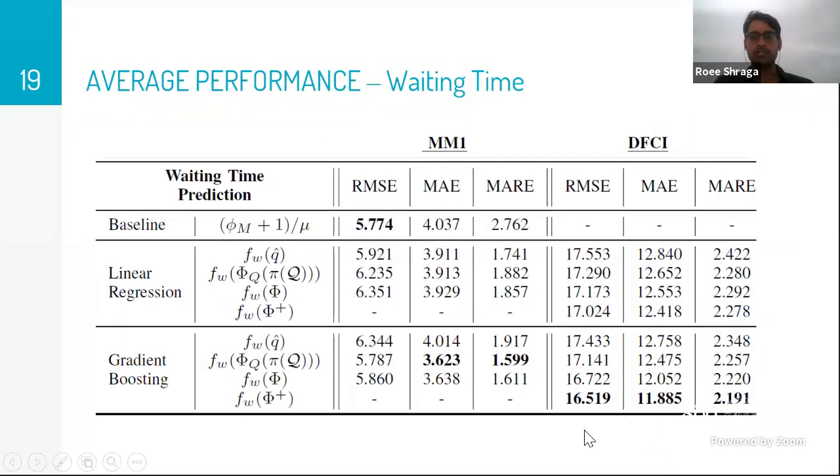Similar observations can be seen for the waiting time prediction. Over the MM1 dataset, the baseline provides a slightly better RMSE, while the distribution-based features only achieves the best MAE and MARE. For the DFCI dataset, our suggested model provides the best prediction yet again.